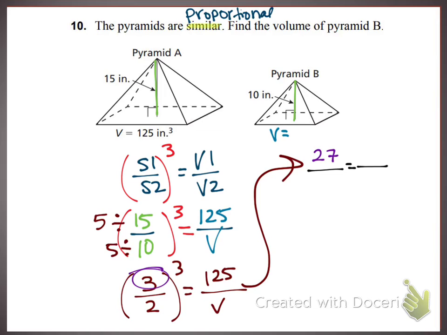The bottom is 2. Again, we cube the bottom as well. So 2 times 2 times 2 is 8. And then I'm just rewriting my second fraction here, 125 over V. Now I have one fraction set equal to another, so what do we do? Cross multiply. 27V equals 1,000.